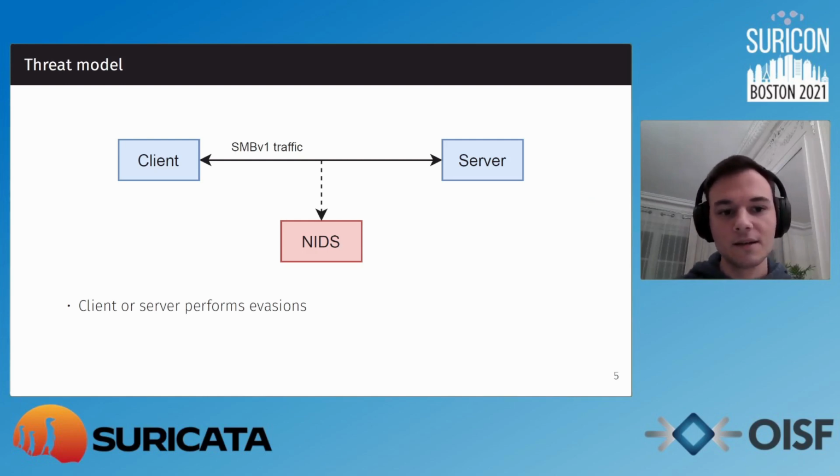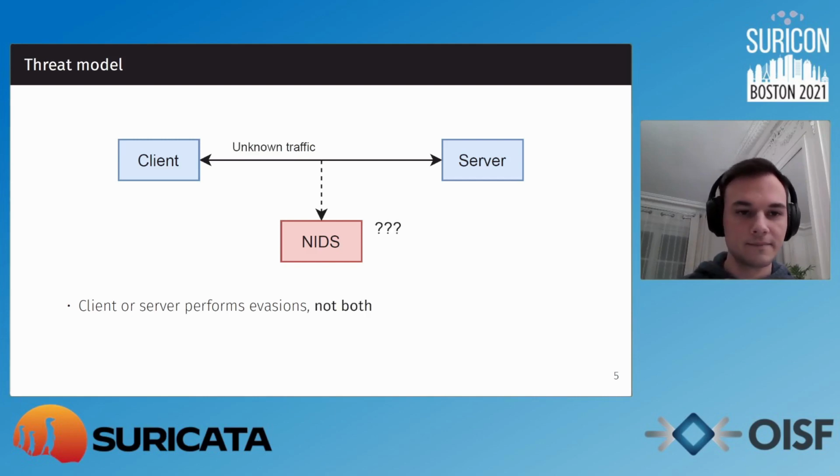In our threat model, the client or the server can perform evasion, but not both, because in this case, the client and the server can just agree on communicating with another protocol, which is not parsed by Suricata, and then it is simply evaded.